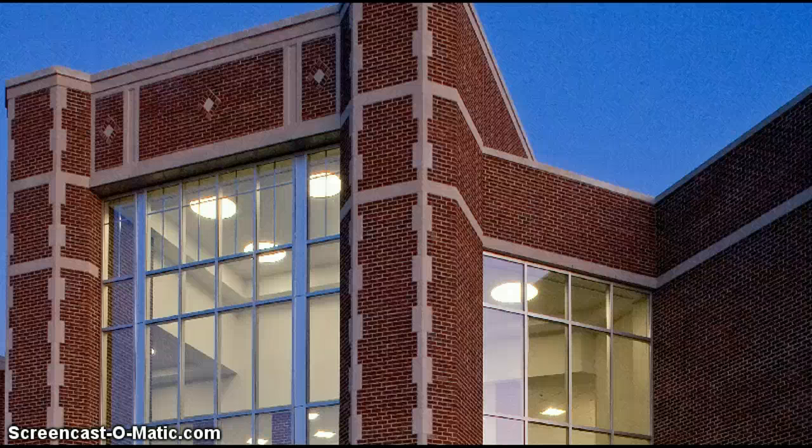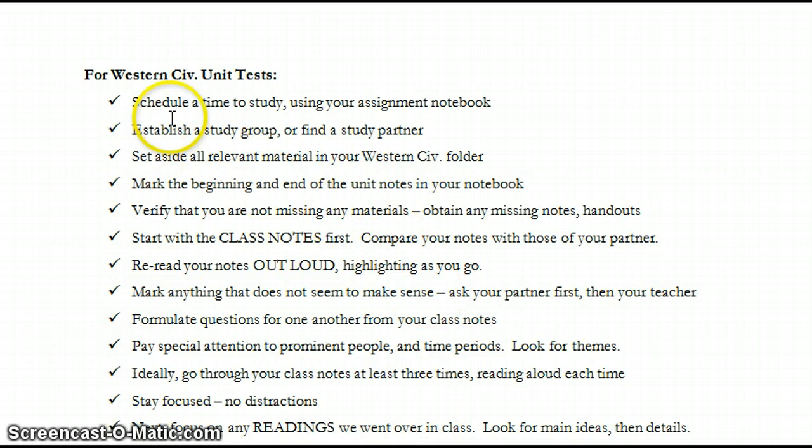Today I'm going to be talking about how to study for a Western Civ unit exam. Please follow along and look at the checklist with me. First of all, this is very similar to how we study for a vocab quiz or a map quiz. Look at your assignment notebook provided to you at the beginning of the year and schedule a time to study. Block it out. Try for 2 different study times, staggered a couple of days apart, ideally before the test itself. Don't wait till the last minute.